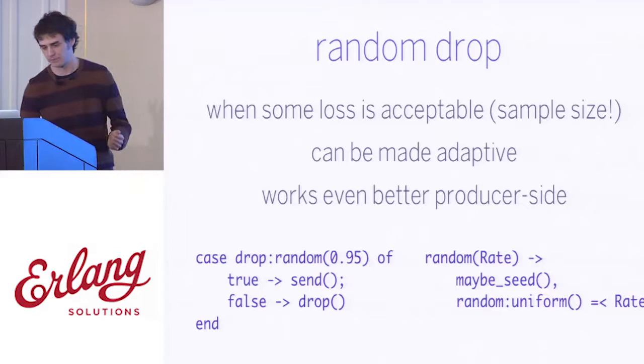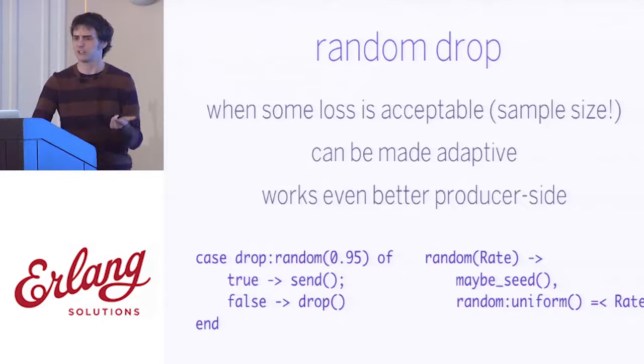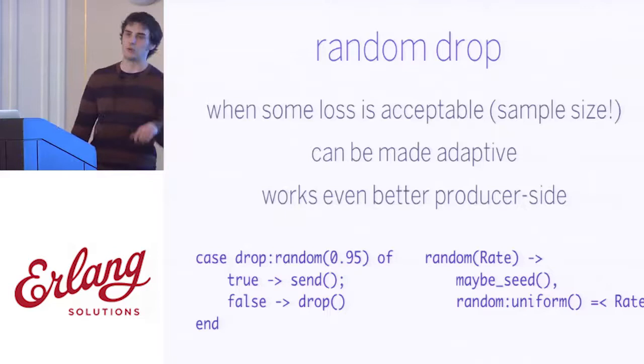So random drop is something that's being used in statsderl for logging in the metrics there. I think Folsom does it with some of its counters for sampling. And you can correct me, but I think Exometer does something like that also. Yeah, Exometer does something like that also. So all these metric critical systems are doing it. So if you're using one of these tools, you're doing load shedding already in parts of your systems.